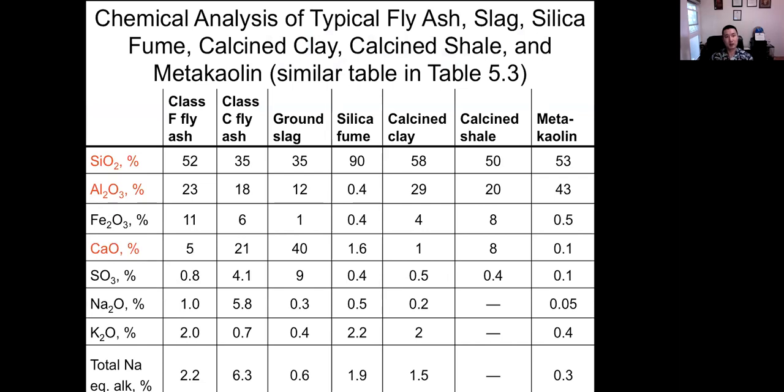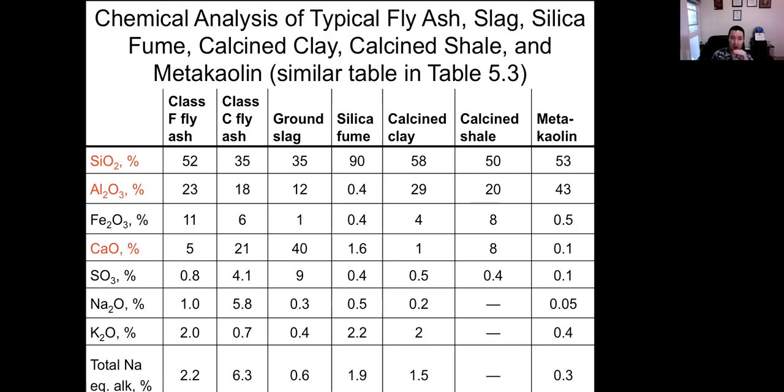This table shows us the chemical composition of typical pozzolans. Please focus on silica, alumina, and also calcium oxide. Some of these materials have mainly silica and alumina, like Class F fly ash, and silica fume, which has mostly silica. That means these materials have only pozzolanic properties because they have only silica.